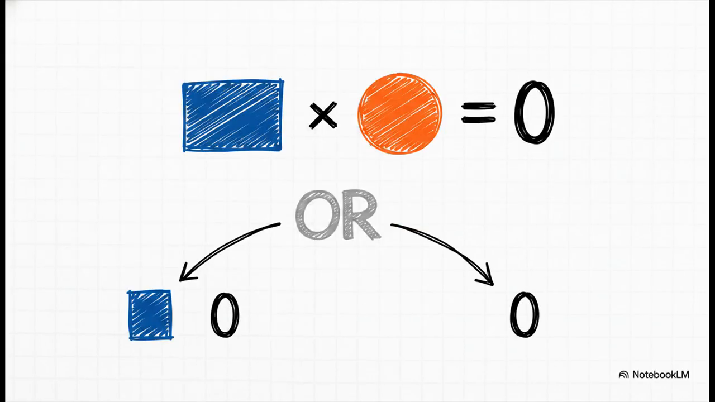And here's the crucial part. If you have 2 things that multiply together to make 0, then one of those things must be 0. It's the only way. So that means either our first bracket is 0 or our second bracket is 0. And that gives us 2 possible answers for y.